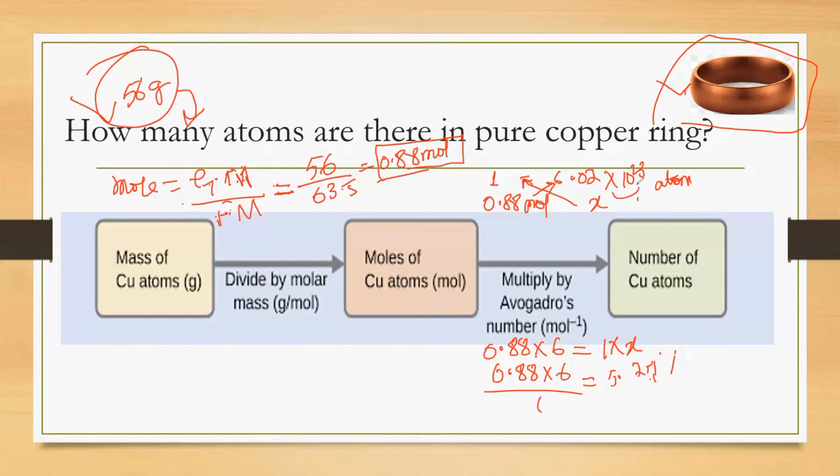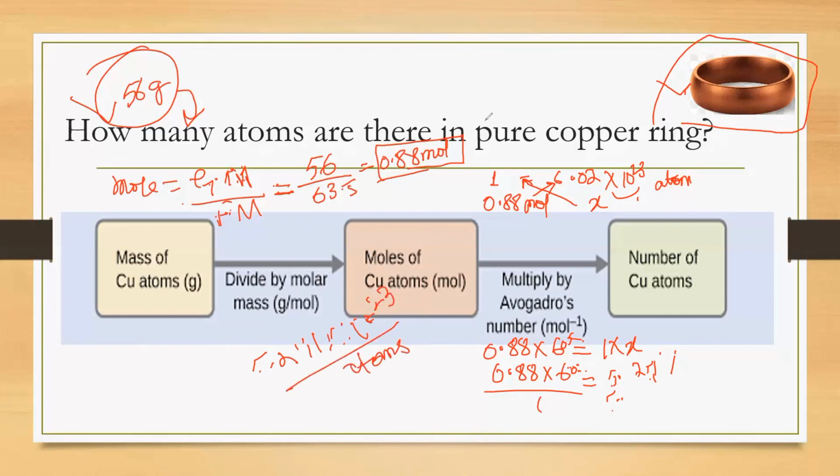I'm going to add it as it is here because it was in the numerator. It is not going to be in the denominator. If it were in the denominator, we would add a minus value. But as we can see, the 6.02 was in the numerator, so I'm going to add the value. That is 5.291 into 10 to power 23. That is our answer: 5.291 into 10 to power 23. These are the number of atoms.